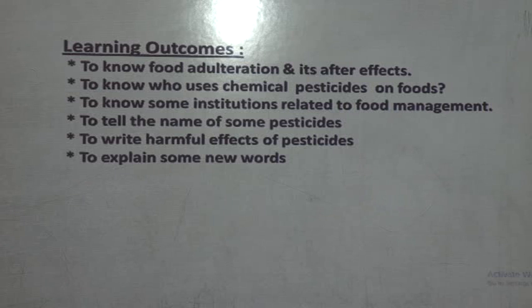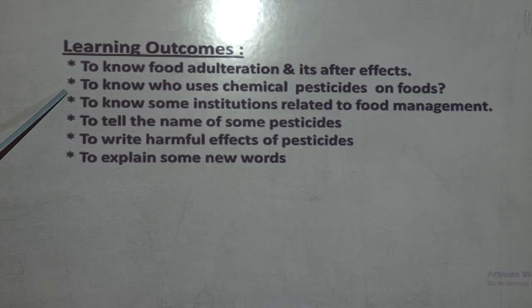Dear learners, today's learning outcomes. What are the outcomes of our learnings from the discussion? Number one, to know food adulteration and its after effects. What is food adulteration? If we mix some unexpected chemicals and pesticides with the food, and we take these food items, we become affected by different types of disease, and these are the harmful effects. So we have to know food adulteration and its after effects.